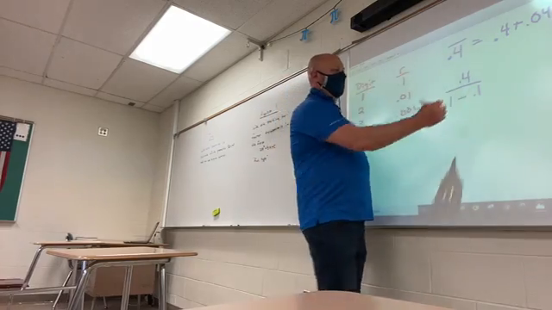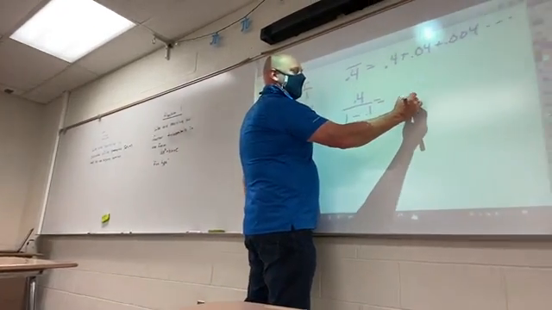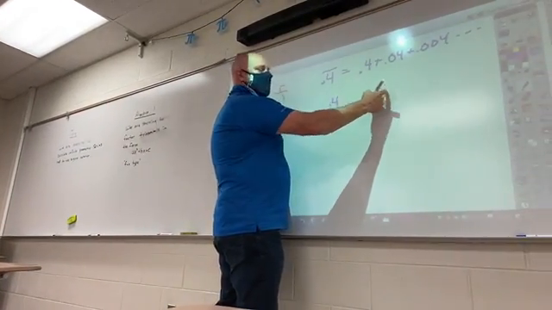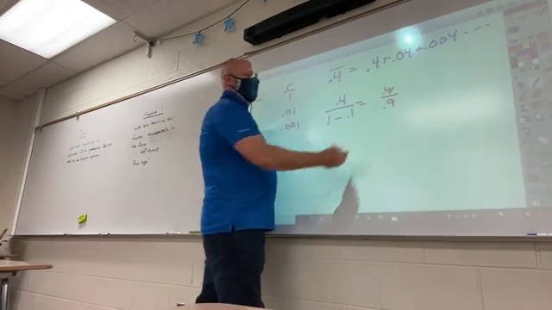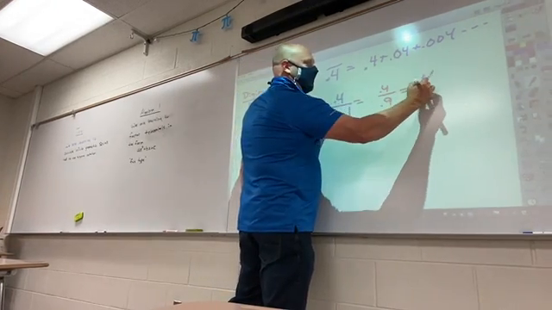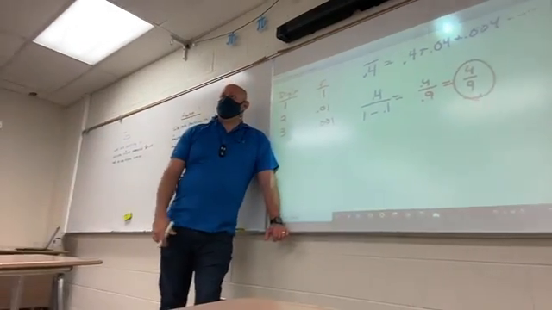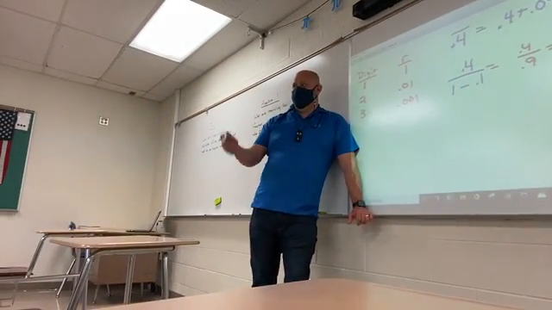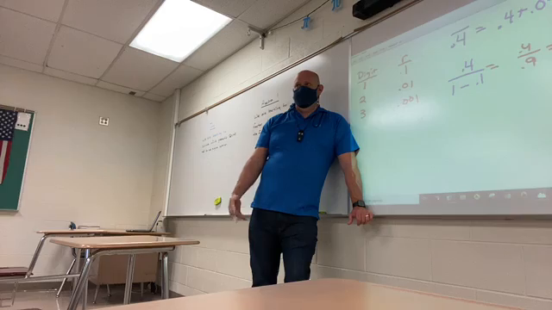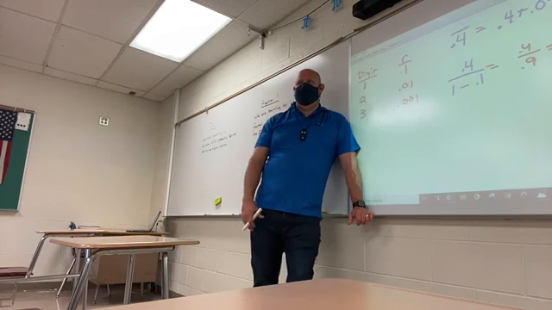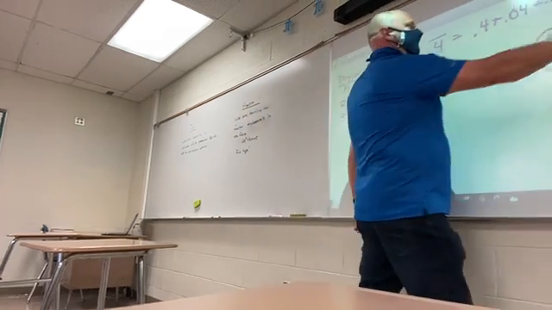Now you just solve it. 1 minus 0.1 is 0.9. I don't want the decimal there, so I want to move it once on top and bottom. So 4/9 is the answer. There will be a quiz question like that. Super easy though, right?